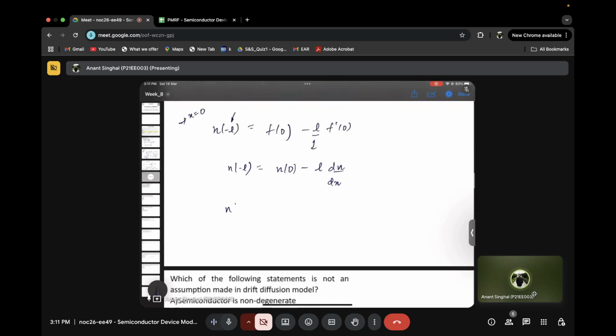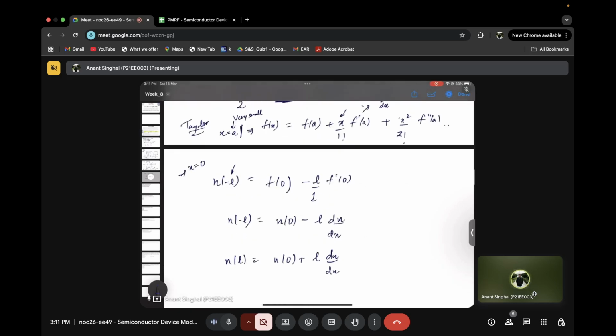Similarly, if I try to calculate n at plus L, it will again be n of 0 plus L dn over dx. So this is just a very basic expansion of the Taylor series. Is there any doubt in this Taylor series expansion? Any doubts?